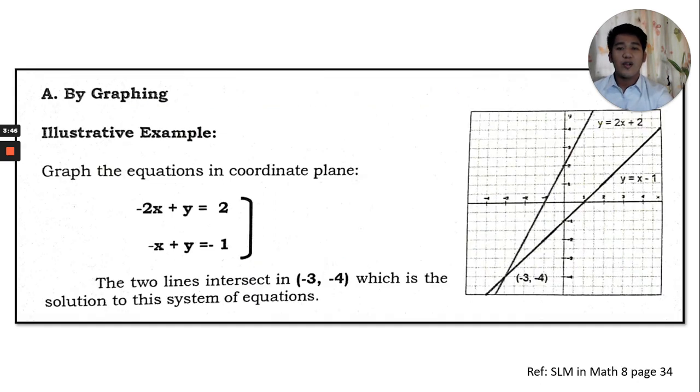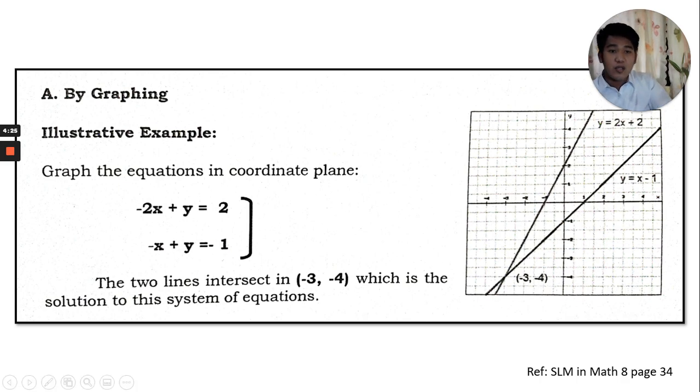You can check your SLM or self-learning modules in mathematics on page 34. You can see this. By graphing, illustrative example: graph the equations in the coordinate plane. That is the first thing to do. We're going to graph the equations in the coordinate plane. For us to graph it, recall how we graph an equation in an xy plane. Given negative 2x plus y equals 2 and negative x plus y equals negative 1, you recall how to rewrite a given standard form of equation into slope-intercept form.